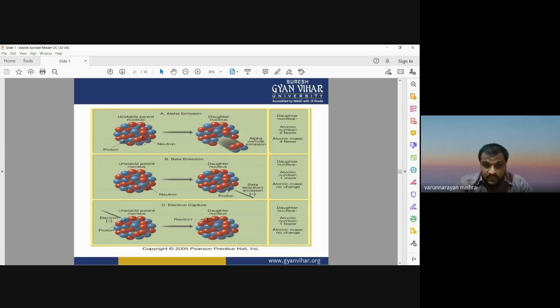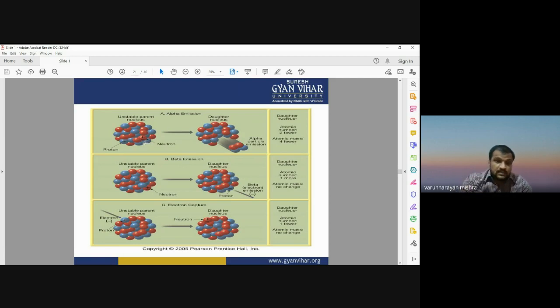So when it releases some energy, it will be releasing some particles from its nucleus. Energy release means it is releasing some of the electrons, some of the protons and neutrons in the nucleus. So its atomic number or its atomic mass will be changed.